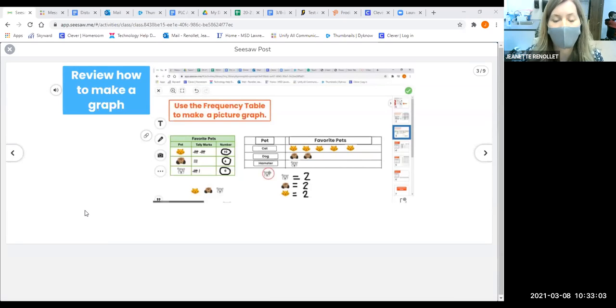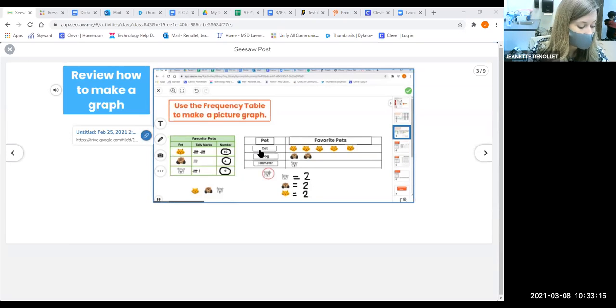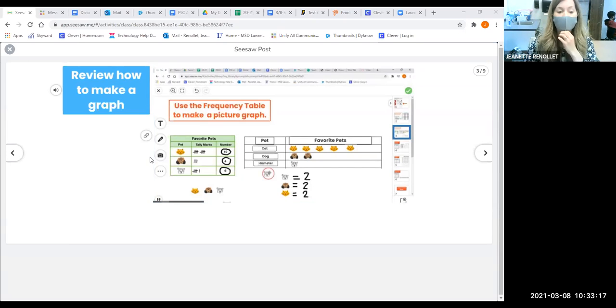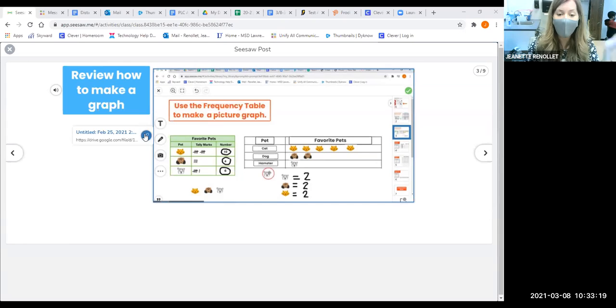Today in math, we are going to continue with our knowledge of making graphs and answering how many more, how many less questions about a graph. We have seen this video before, so this is a review day. We're going to start with this video to see how to use a frequency table to make a picture graph.